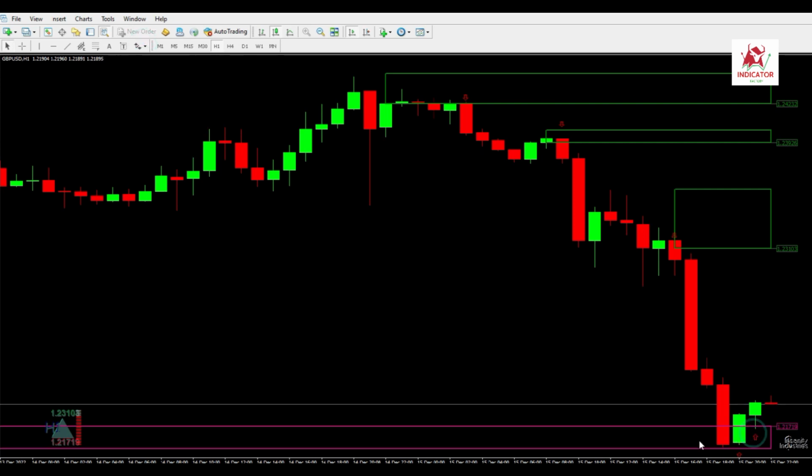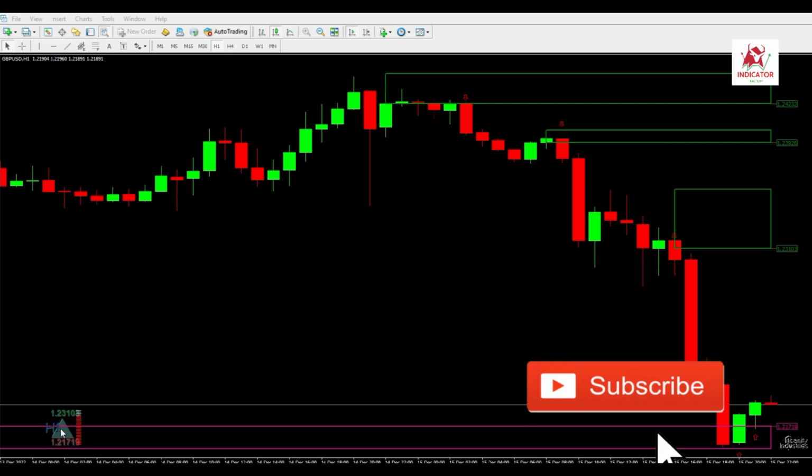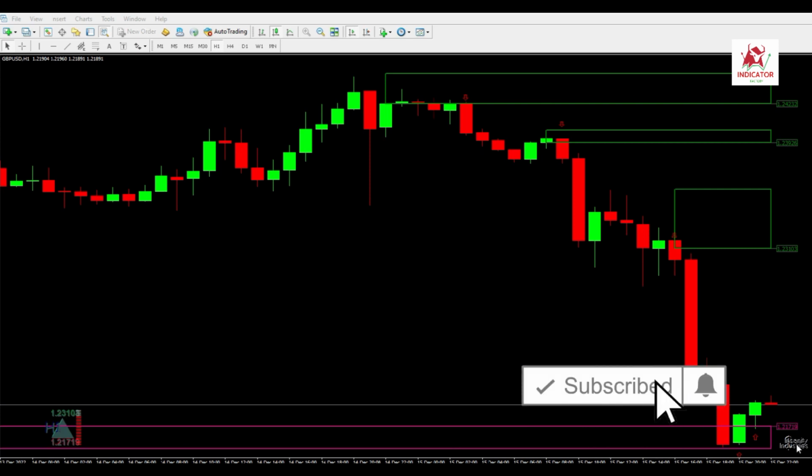So, the SupDem indicator uses important reversals on the price chart to display resistance zones in yellow and support zones in blue. I personally think supply and demand is a good trading strategy and simple to use.